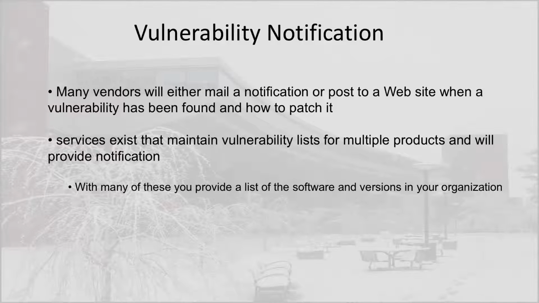Many vendors will either mail a notification or post to a website when a vulnerability has been found and how to patch it. Services exist that maintain vulnerability lists for multiple products and will provide information. With many of these, you provide a list of the software and versions in your organization. In some cases, the list is proprietary, but few vendors make use of digital certificates or other methods to prevent unauthorized users from getting access to vulnerability notifications.